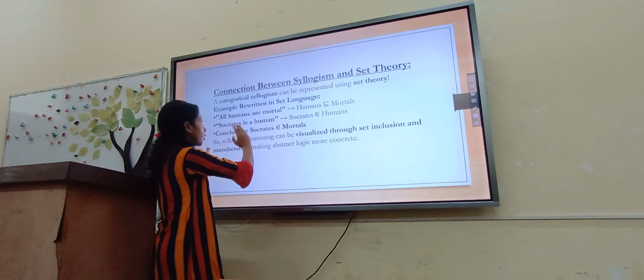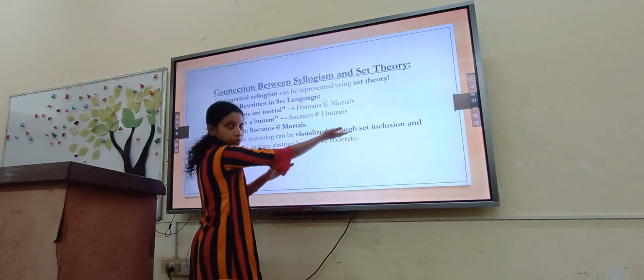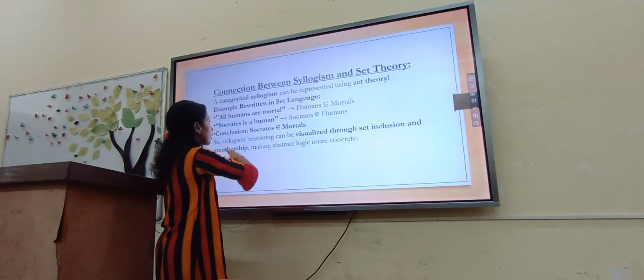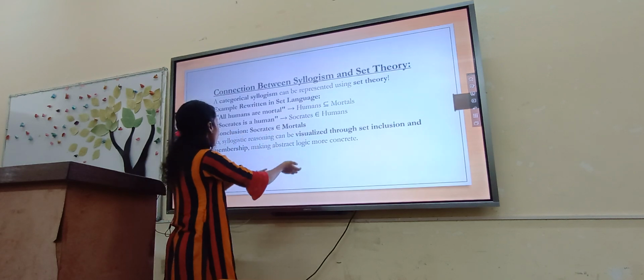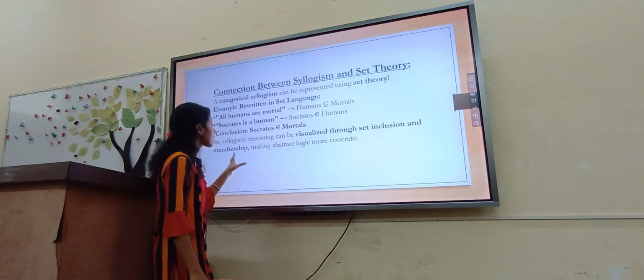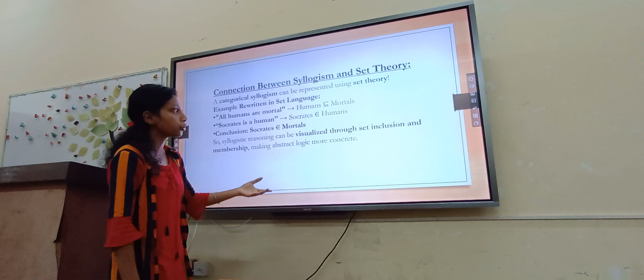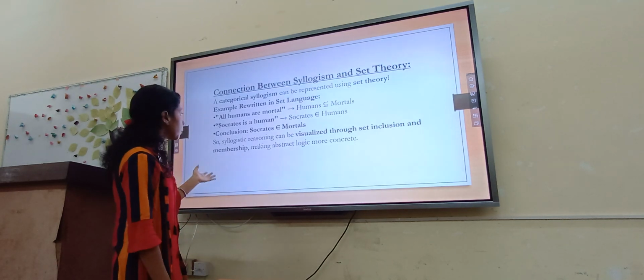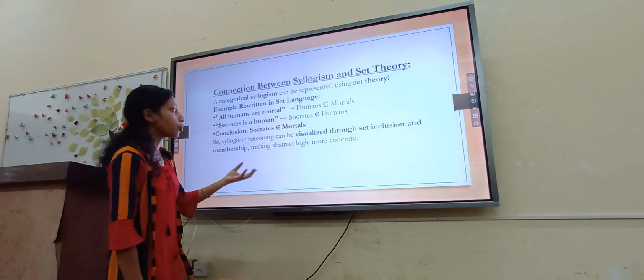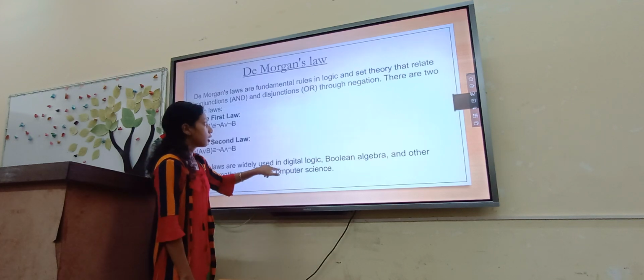Then Socrates is a human, so Socrates is an element of humans. Then the conclusion is that Socrates is an element of mortals. So syllogistic reasoning can be visualized through set inclusion and membership, making abstract logic more concrete.